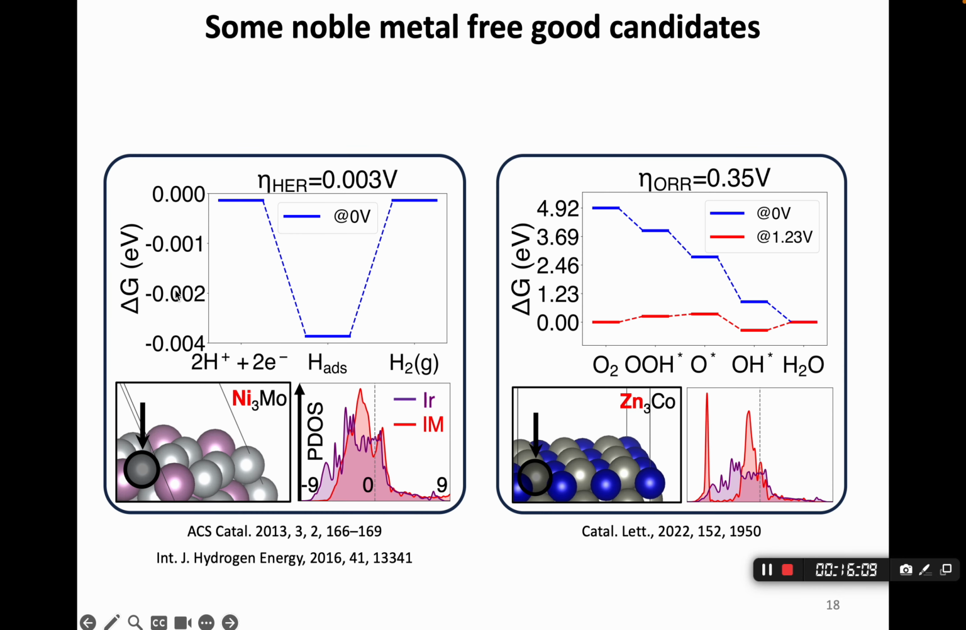Okay, so then we want to zoom in to see if we really see some good material candidates. We actually found these 2 candidates, which are already reported in experiment, and we computationally verified that they do show very promising properties as HER catalysis and ORR catalysis.